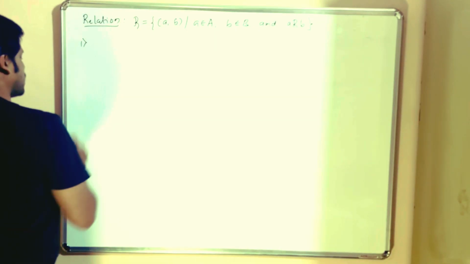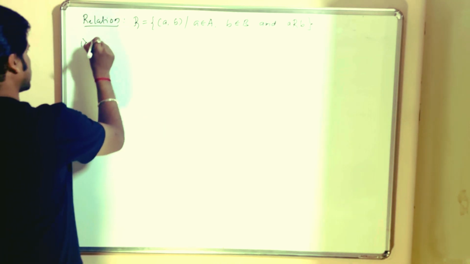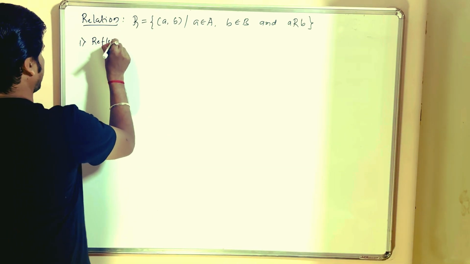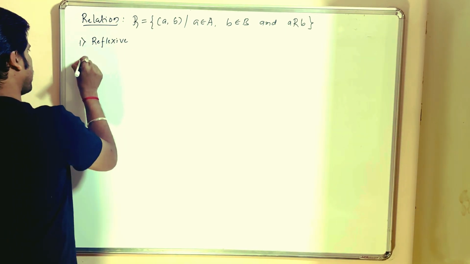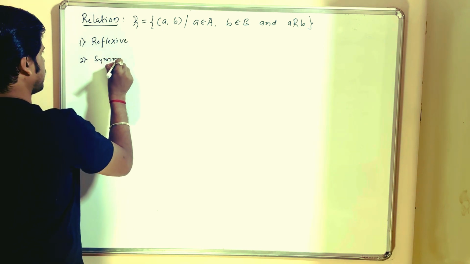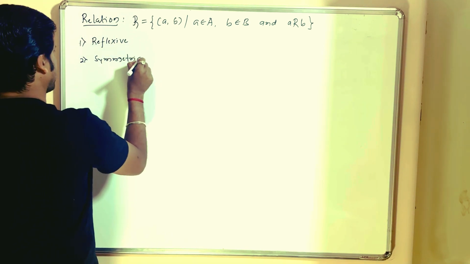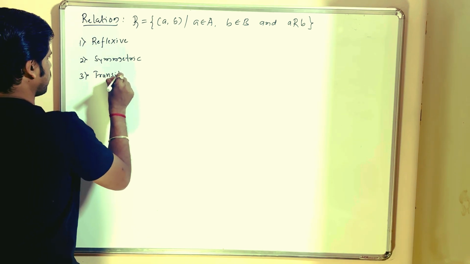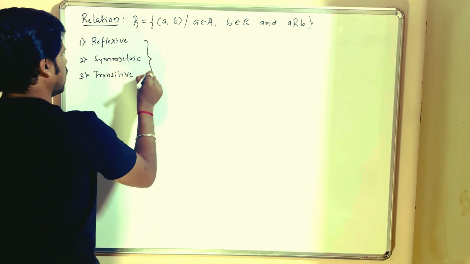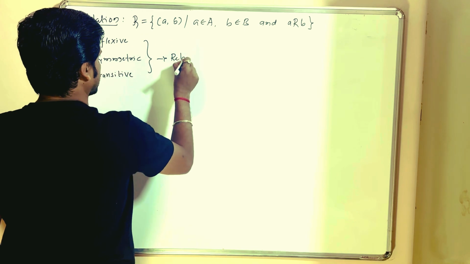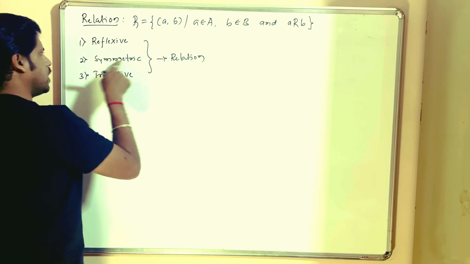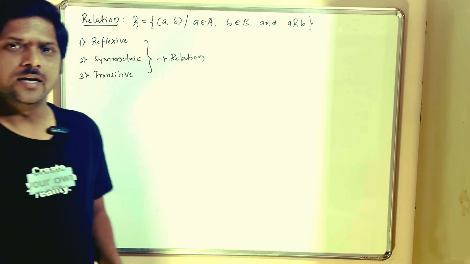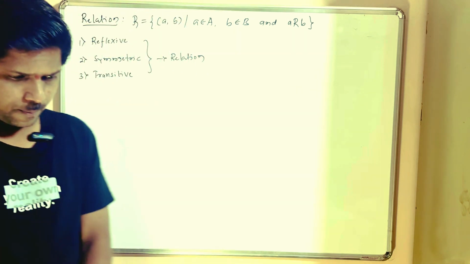We have three types. First one is reflexive. Second one is symmetric. Third one is transitive. So the types of a relation are reflexive relation, symmetric relation and transitive relation.